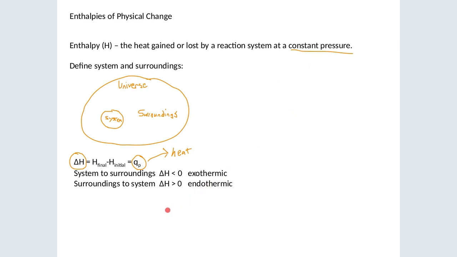Now, in terms of the signs of enthalpy, if there is a heat transfer from the system to the surroundings, the delta H is going to be negative. It's going to be less than 0, and that's exothermic, where the heat is going out of the system. If we're talking about a heat transfer from the surroundings to the system, where heat is going into it, the delta H is going to be positive. So we have an endothermic process.